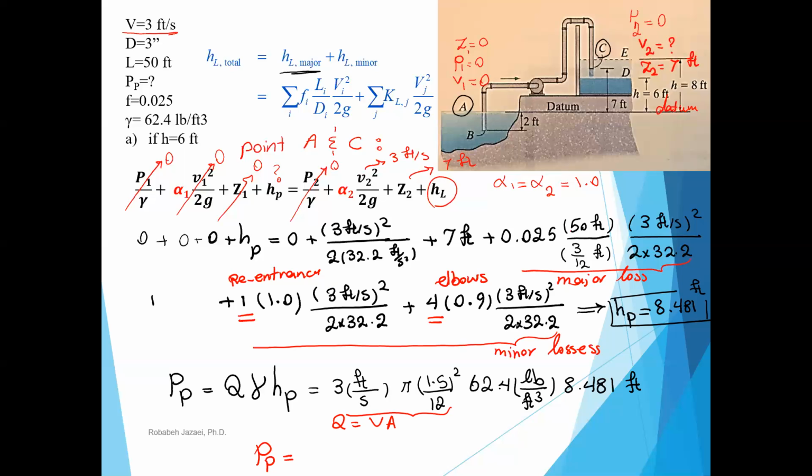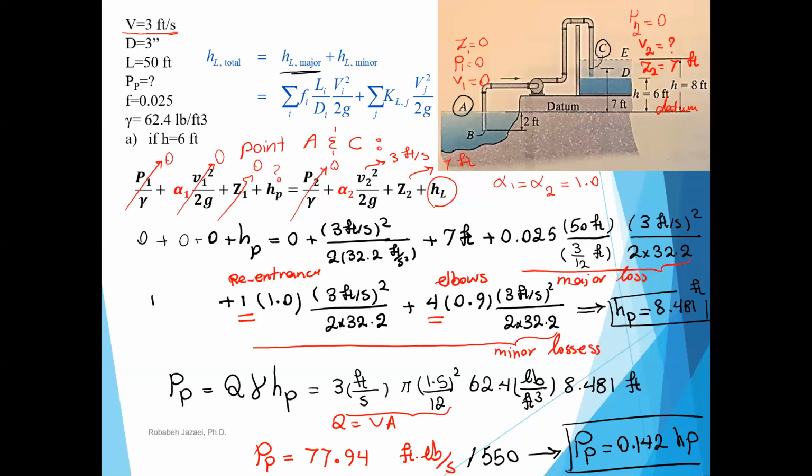All right, so from here, power for pump is 77.94 foot-pounds per second. If I want to convert this to horsepower, I just need to divide it by 550, and from here power for pump is 0.142 horsepower. And that's it for today.